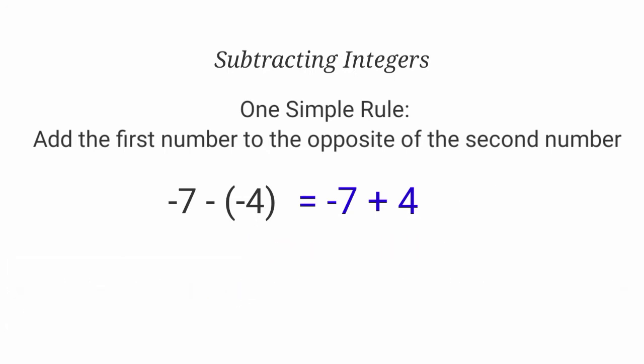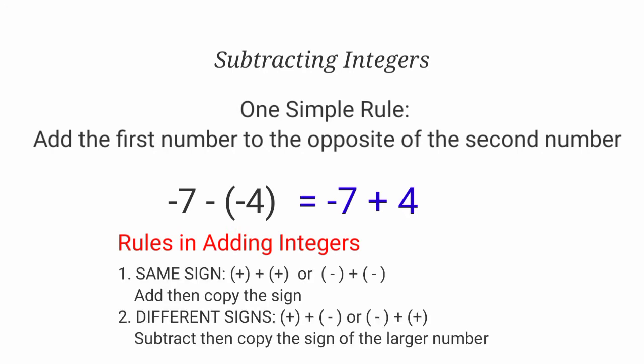We can also solve negative 7 plus 4 without the number line, but instead using the two simple rules of adding integers. Number 1, if our given have the same sign, that's positive plus positive or negative plus negative, we will simply add the two numbers and then copy their sign. Number 2, if they have different signs, that is positive plus negative or negative plus positive, we will subtract the two numbers, then copy the sign of the larger number.